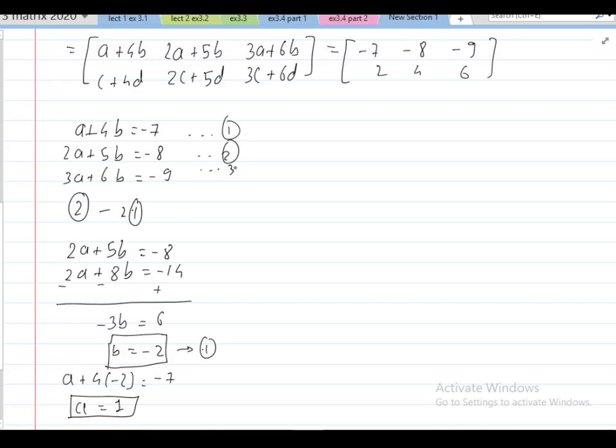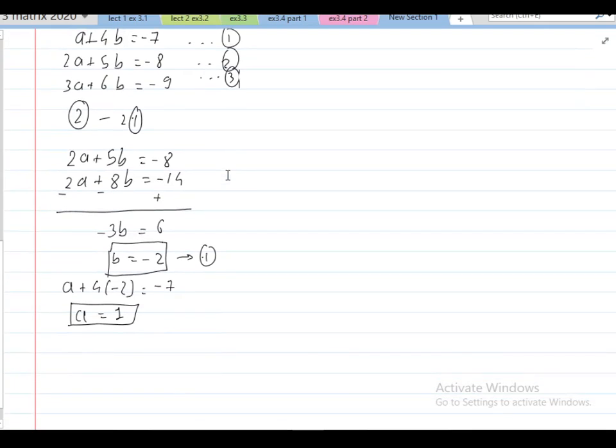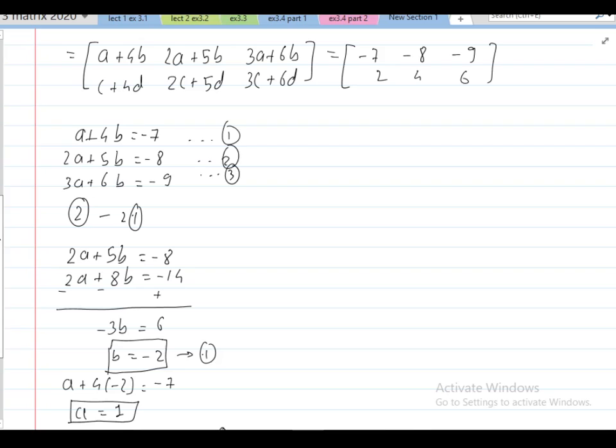We should check for equation number 3. Check it. 3 into 1 plus 6 into minus 2 is equal to minus 9. So they satisfied equation number 3, right? Same thing we have to do with the second row.